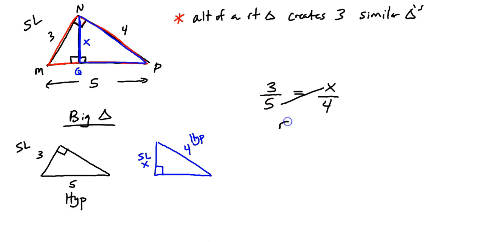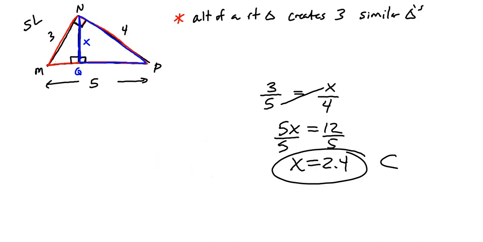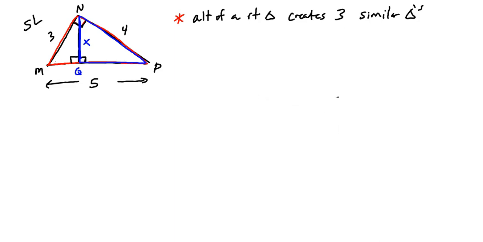So when I cross multiply, I get 5x equals 12, and divide both sides by 5. And you will get x equals 2.4, which I believe was answer choice C on the original test. So you almost have to separate these triangles and see who's the small side, who's the big side. Maybe I'll clean this up a little bit and draw the 3 for you, just so you can see what I'm talking about.